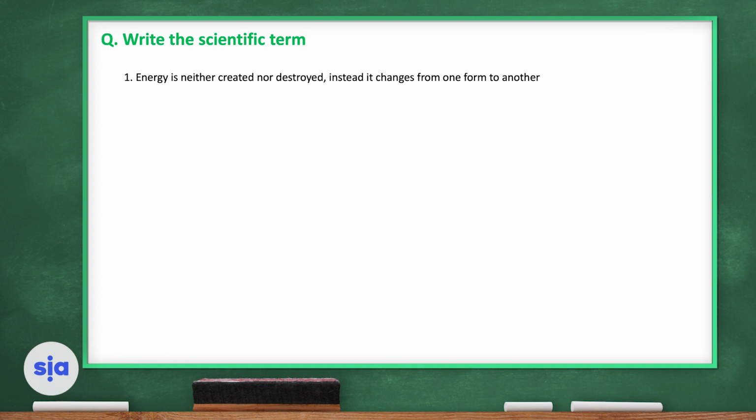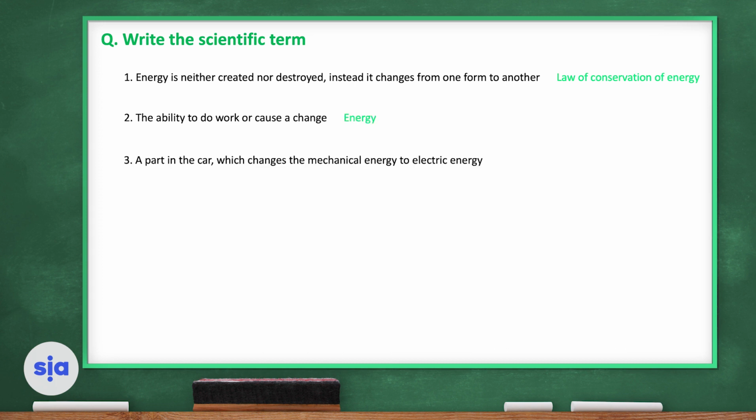Write the scientific term. Energy is neither created nor destroyed. Instead, it changes from one form to another. This is the law of conservation of energy. The ability to do work or cause a change. This is the definition of energy. A part in the car which changes the mechanical energy to electric energy. The dynamo.